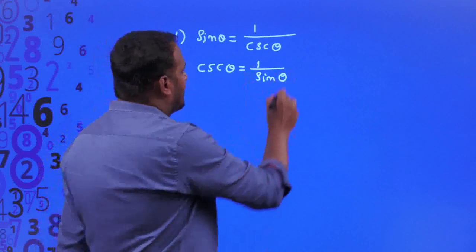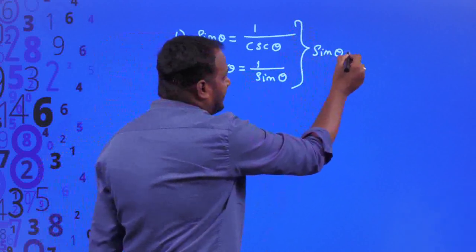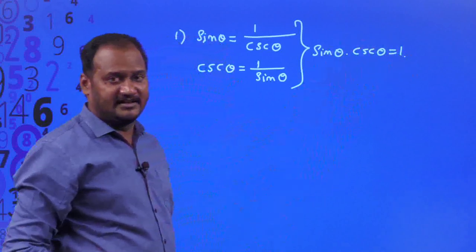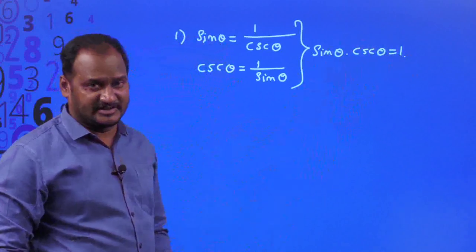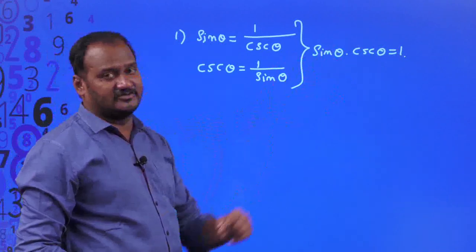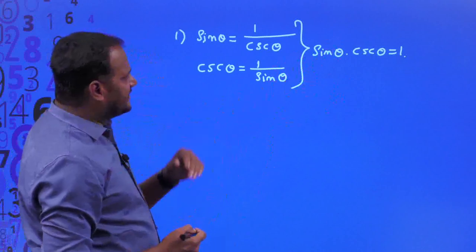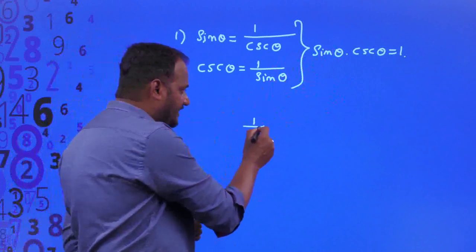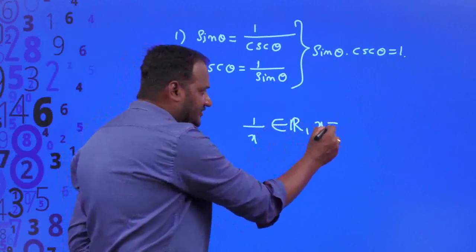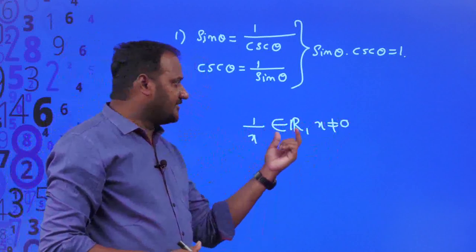Right? So, by cross multiplication, you can say that sine theta into cosecant theta is equal to 1, right? Since sin theta is equal to 1 by cosecant theta and cosecant theta is equal to 1 by sin theta, you can say that sin theta into cosecant theta is equal to 1. And see here, one thing is very clear, 1 divided by x is defined only when x is not equal to 0.